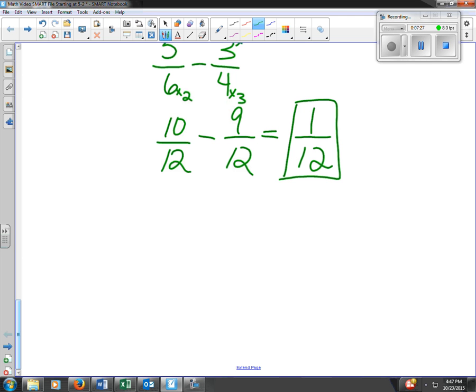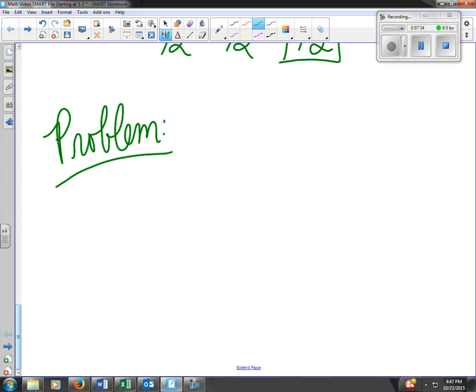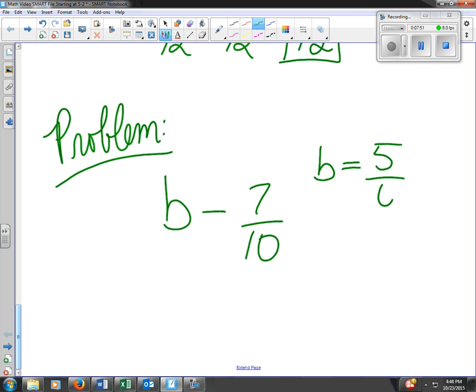Okay, problem for next class. Make sure you're writing these down. This is the last bit of notes you should have. If you don't have them, then they're not complete. Using the same things as above, what is B minus 7/10? And again, B equals 5/6. Then solve. I want an answer. Evaluate means I want an answer. Okay? See you next class.